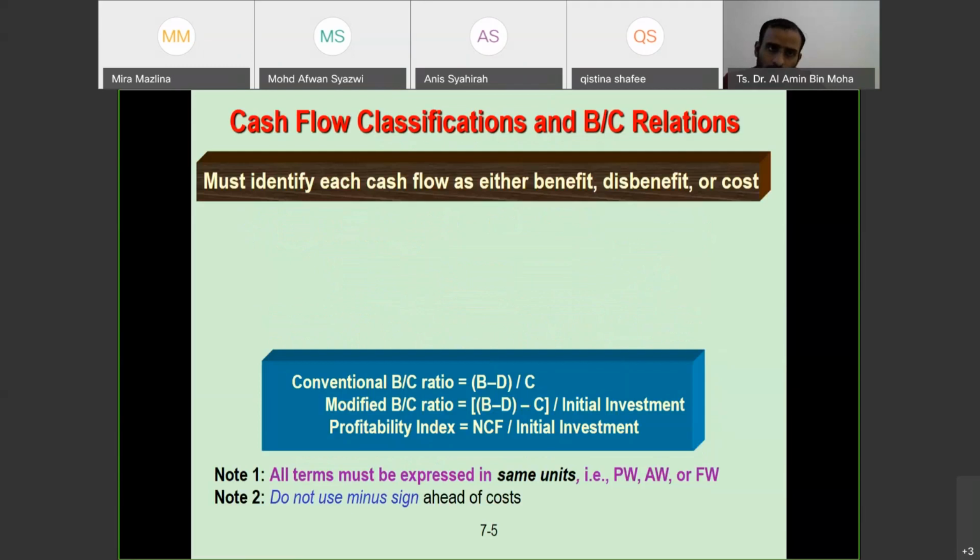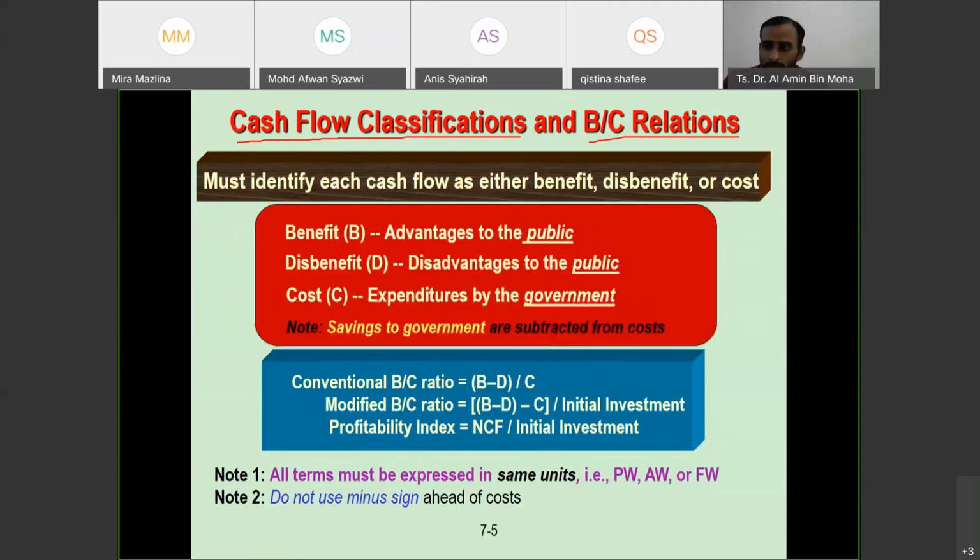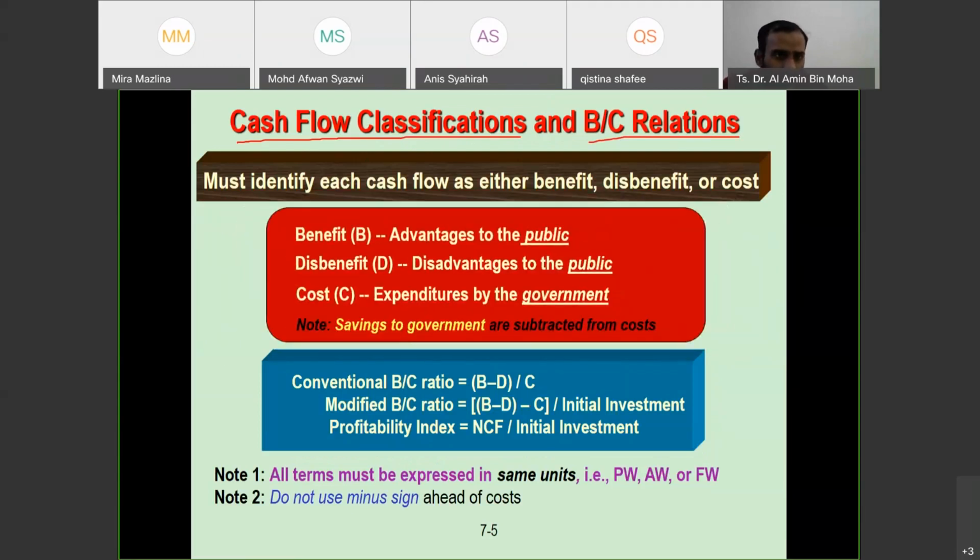So what we should do is identify the cash flow classification and also the BC relationships. This is the most important concept here. It's not difficult. So you need to understand the BC ratio, right?